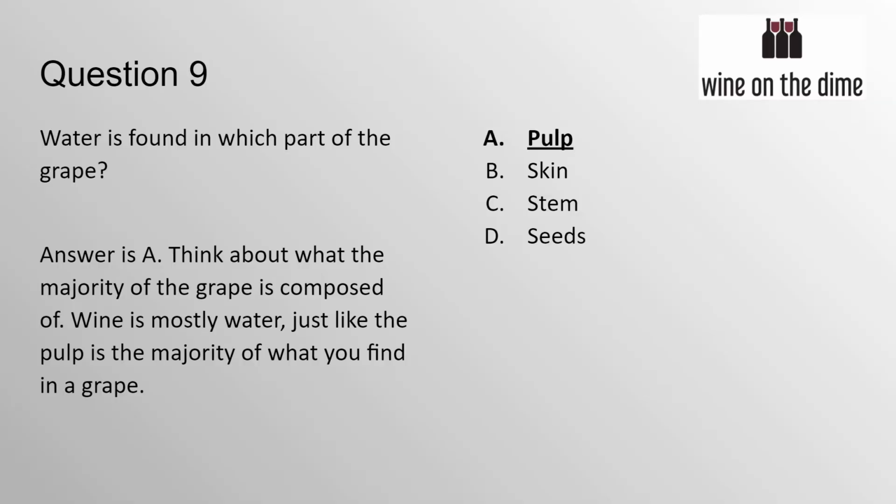The answer is A. Think about what the majority of the grape is composed of. Wine is mostly water, just like the pulp is the majority of what you find in a grape. That's sort of a way that I kind of use to relate the two.